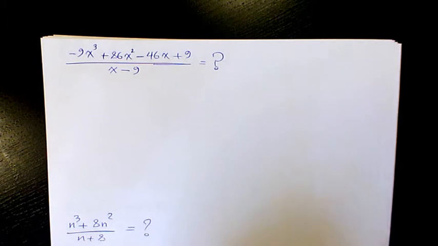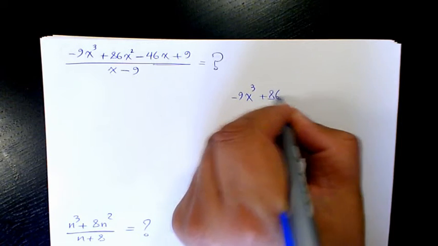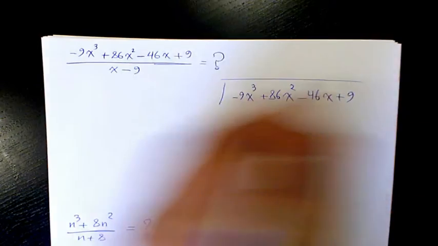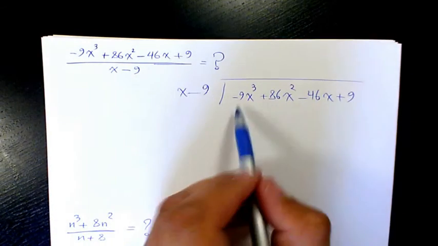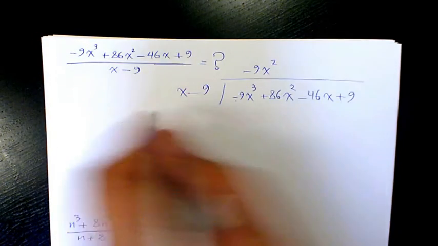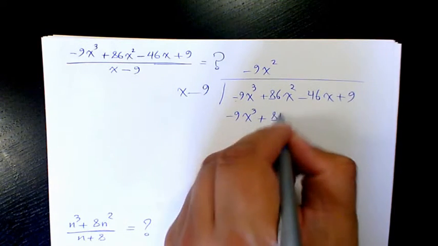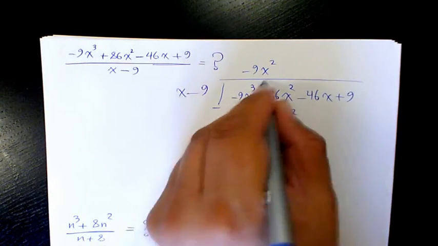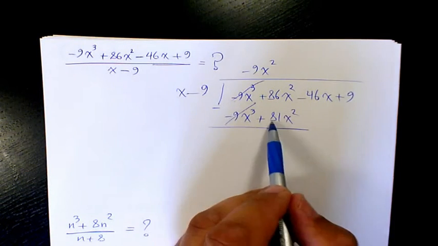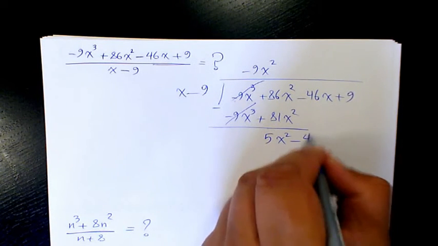Next example. Negative 9x cubed plus 86x squared minus 46x plus 9 divided by x minus 9. Negative 9x cubed divided by x is going to be negative 9x squared. When you multiply, it's going to be negative 9x cubed. That's going to be 81x squared. When you subtract it, these two cancel out. 86x squared minus 81x squared is going to be 5x squared. You bring next one down, negative 46x.